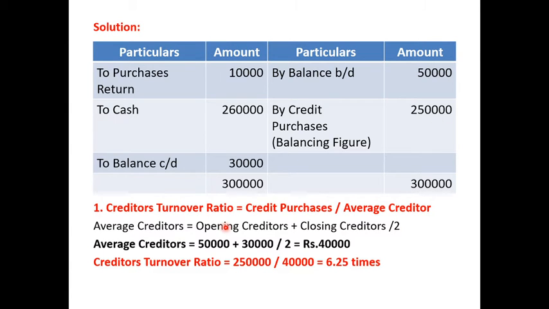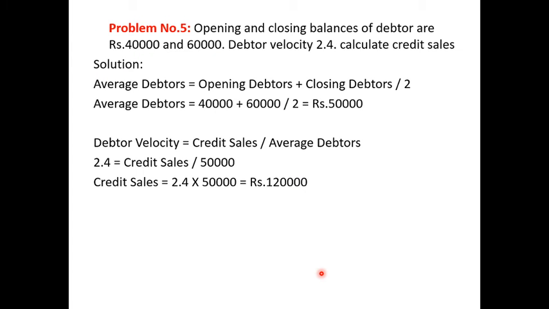Then creditor turnover ratio, the formula is credit purchases divided by average creditors. With the help of this creditors account, we have calculated the credit purchases, that is 2,50,000. Then we have to calculate the average creditors. The formula for that is opening creditors plus closing creditors divided by 2. If we substitute, we get average creditors as rupees 40,000. Then creditor turnover ratio is equal to 2,50,000 divided by 40,000, that is 6.25 times. Next problem.